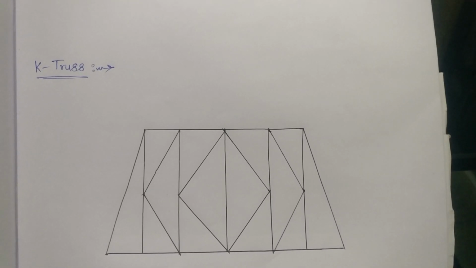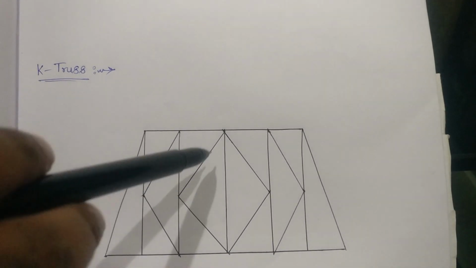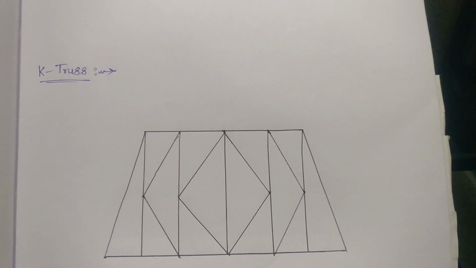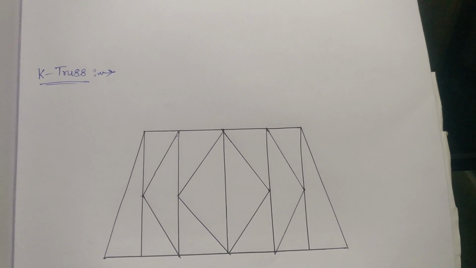Now coming to the K truss, in this each panel is formed in a K shape. After the formation, this truss is called a K truss. Now let us see some K truss structures.